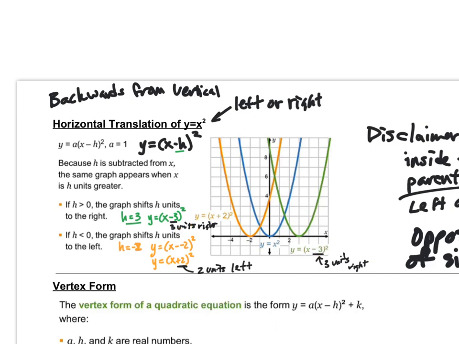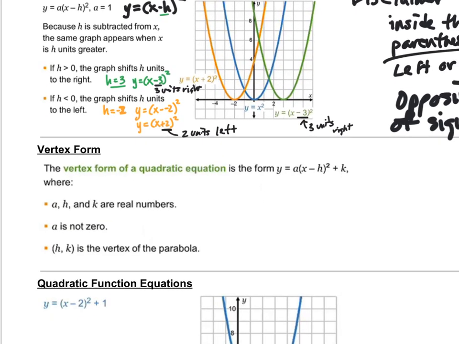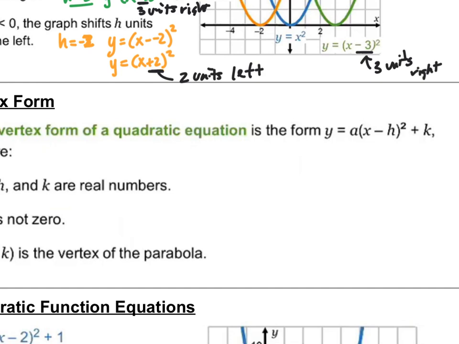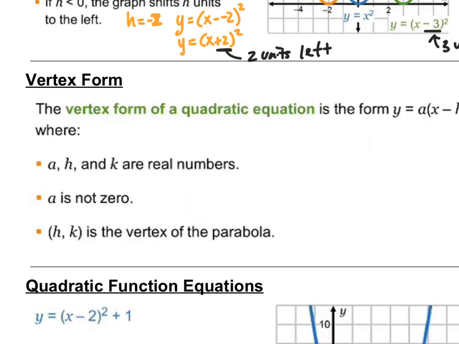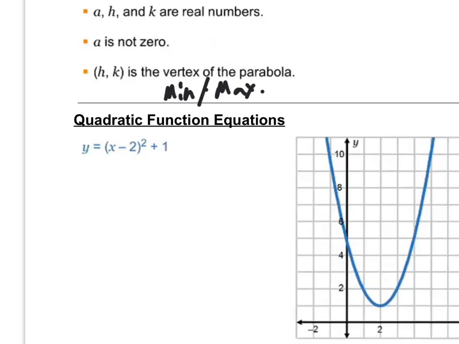So this leads us into this thing called vertex form. When you see an equation of this form, y equals a times the quantity x minus h squared plus k, this is in vertex form, where a can't be 0, they're all real numbers, and (h, k) is the vertex of the parabola. That's either going to be your minimum or your maximum.